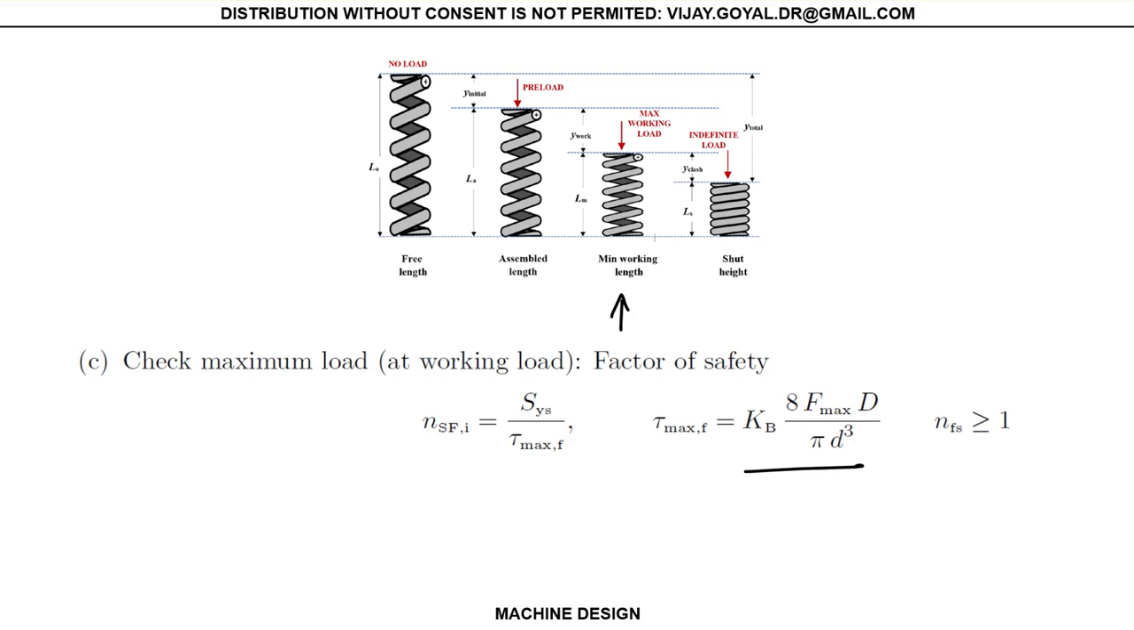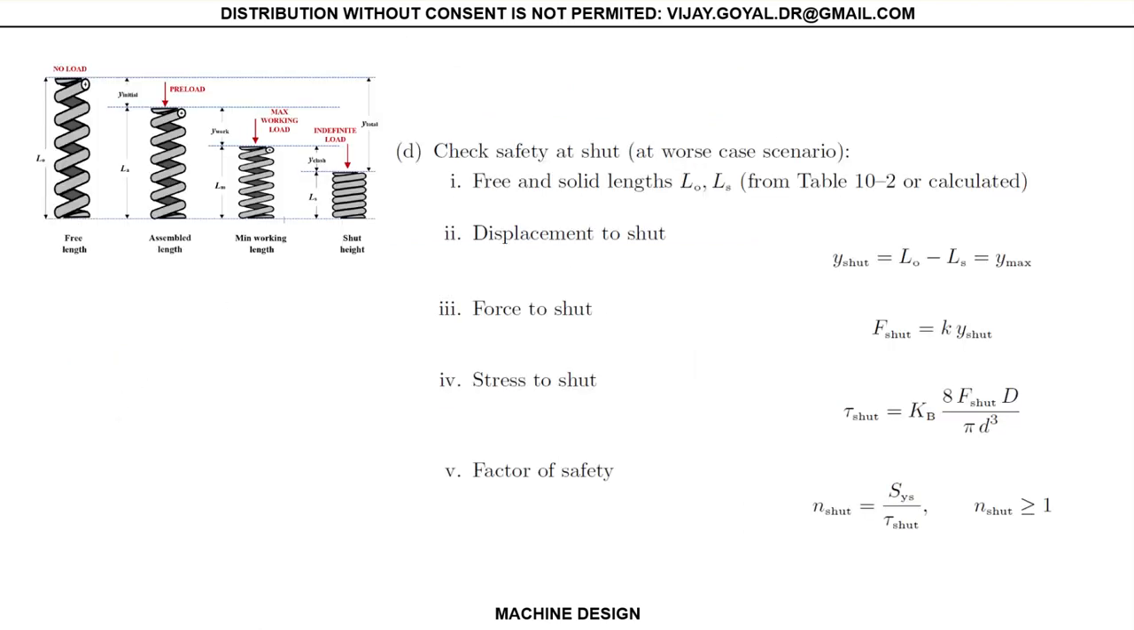As usual, as we always do in this analysis, you will not only do this at the working load, you also have to check what happens at shut. At shut, you have to do a couple of things. You need to find your L sub 0. You need to find these dimensions from table 10.2 or calculate them. Find the displacement at shut using this equation. Then, since you have your spring stiffness, find the force at shut.